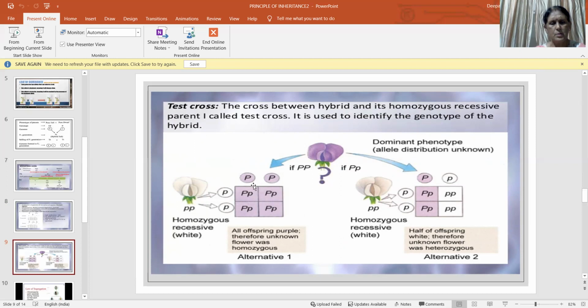Similarly, in the case of a cross of capital P with small p, that means when the dominant and recessive are crossed together, it produces in the F1 generation all capital P small p. This F1 offspring, when crossed with the recessive parent, produces 50% recessive and 50% heterozygous purple pea flower. So to determine the homozygous or heterozygous condition, we perform a test cross.